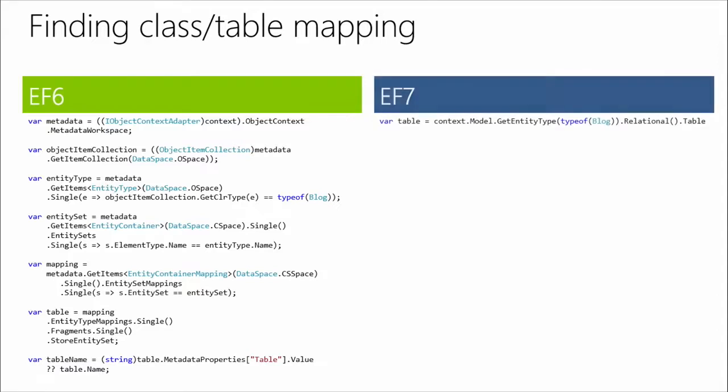If we contrast that with EF7, it's very simple. We're basically saying, pull up the metadata you have for the entity type. I want to get the relational parts of the metadata you have and just show me the table it maps to. Now, to be fair, a CLR class can map to multiple different tables. We could have some properties in one table, some in another.